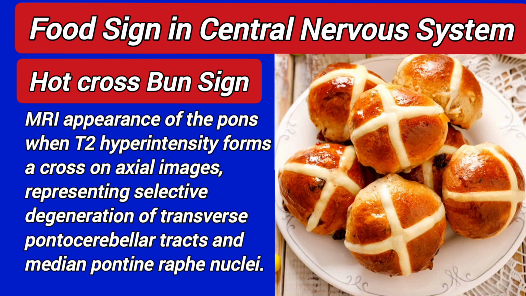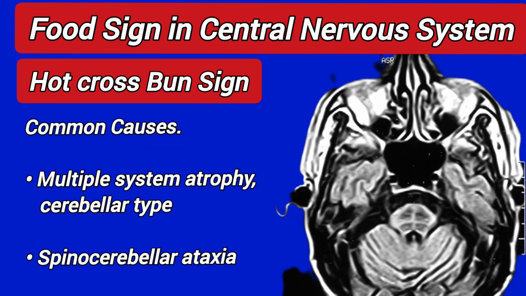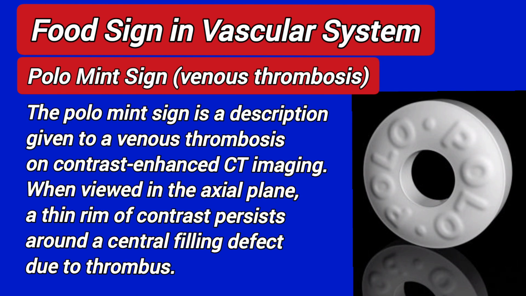The hot cross bun sign. MRI appearance of the pons when T2 hyperintensity forms a cross on axial images, representing selective degeneration of transverse pontocerebellar tracts and median pontine raphe nuclei. Common causes: multiple system atrophy, cerebellar type, and spinocerebellar ataxia. Polo mint sign.